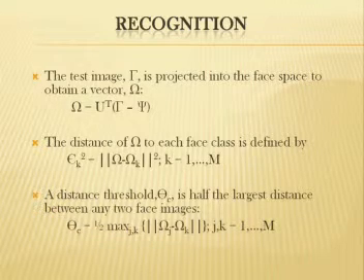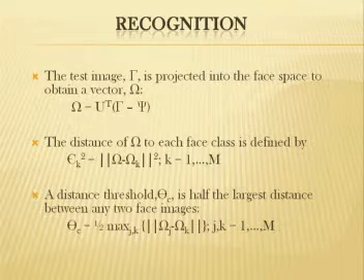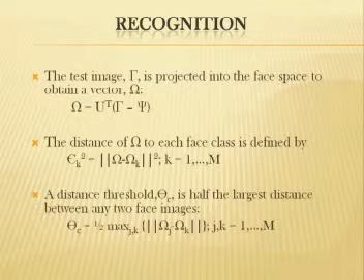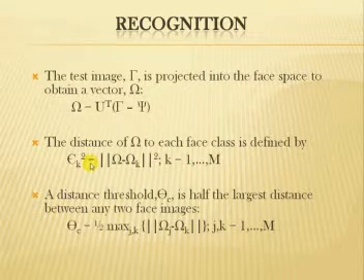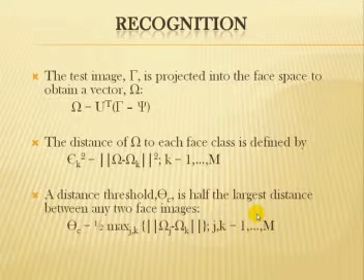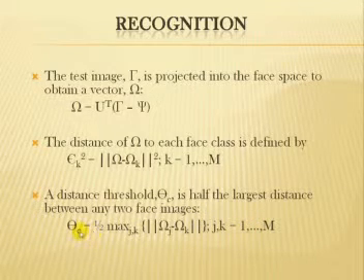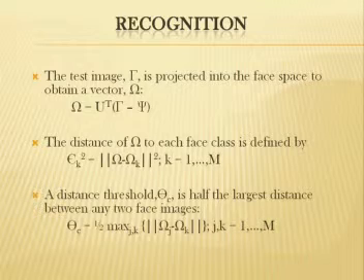Now the recognition part comes. The test image is projected into the face space to obtain a vector as shown. The distance of our obtained vector to each face class is defined by the given formula. A distance threshold theta c is half the largest distance between any two face images. This is shown below. These steps are all done for the image which we have to test.